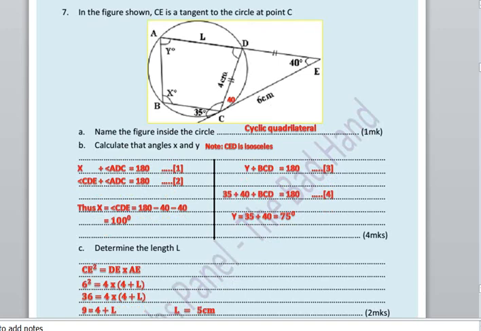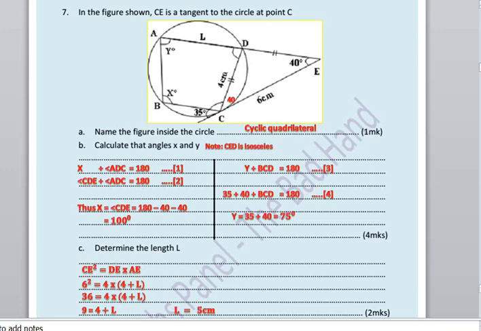Determine the length L from circle theorems. You know that the length L, that's from A, this distance A to E times D to E should be equal to EC times EC. So CE squared should be equal to DE times AE, and our AE is equal to L.